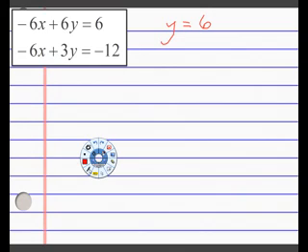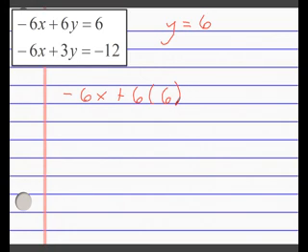So I'm going to use one of my equations. Let's say the top one, -6x plus 6 times y, which is 6, equals 6. So -6x, 6 times 6 is 36. And now I have my two-step equation.